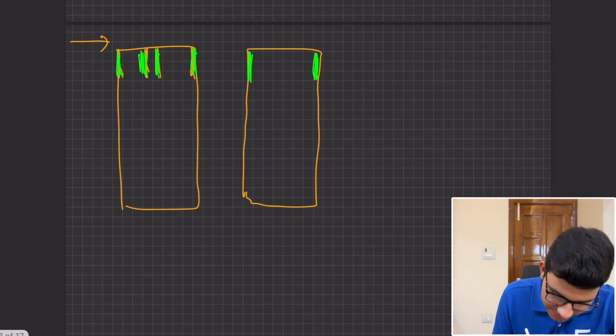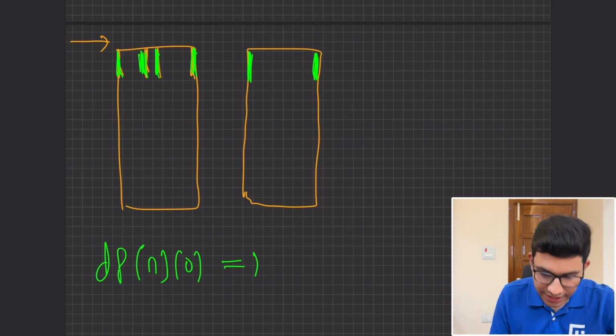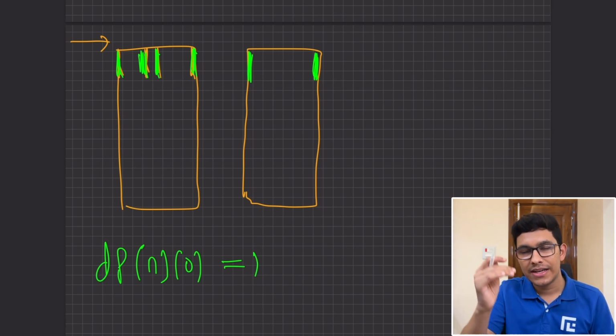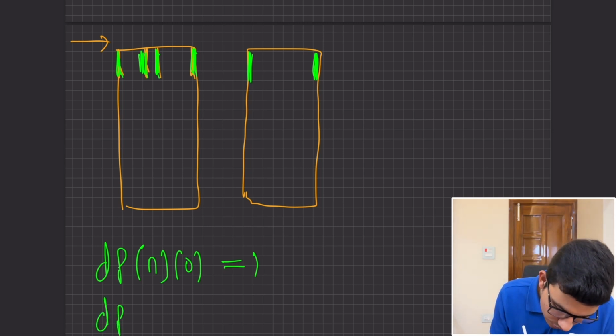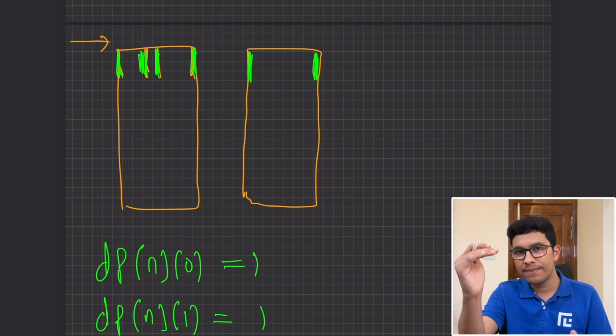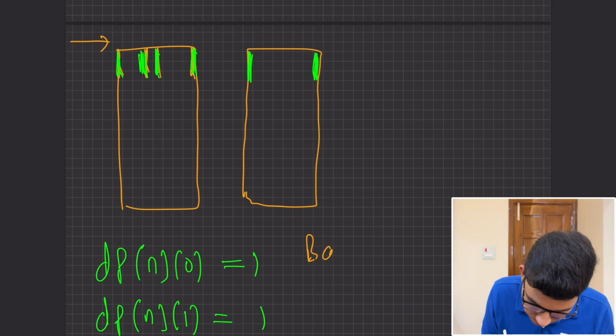So what you would say is that something like dp of n comma 0 is equal to 1. It means that I have reached the end of the grid. There is a horizontal cell trying to extend forward. And similarly, dp of n comma 1 is going to be 1. It means that I've reached the end. There are 2 vertical cells trying to extend forward. Okay, so these are the base cases.